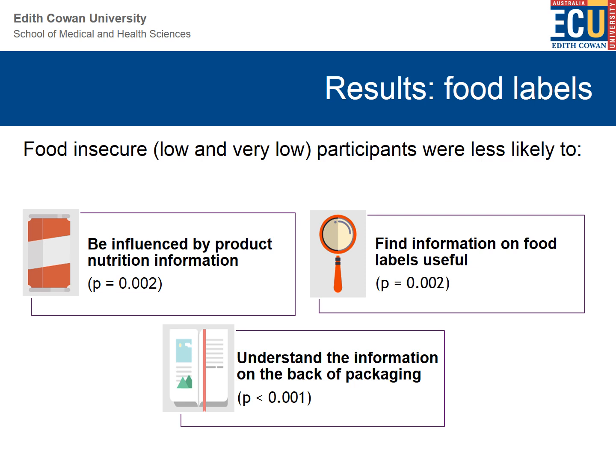Food insecure respondents in this study were less likely to be influenced by product nutrition information, to find information on food labels useful, or to understand the information on the back of the pack. What we weren't able to definitively ascertain in this study was whether food insecure people are less influenced by product nutrition information because they genuinely don't understand it, or whether their food choices are limited by factors such as income, and therefore nutrition content isn't a deciding factor in purchasing behaviors, or whether it's attributed to a combination of factors. Certainly more research is warranted in this area.